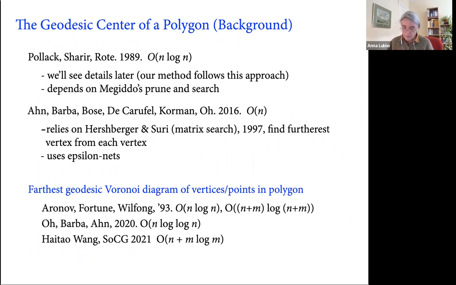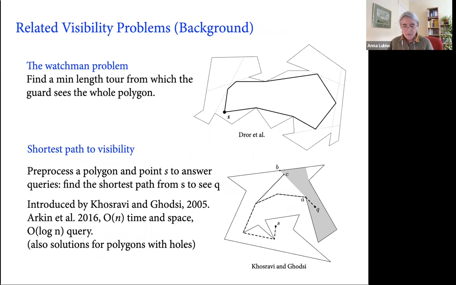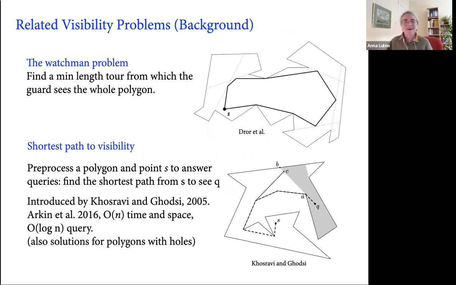So that was various background. And let me also mention, because we're doing visibility, not just geodesic farthest something, related visibility problems. So one would be the Watchman problem. Again, here we have a single guard that has to see the whole polygon, but does it by walking on some route. We want this route to be the shortest possible. And for every point in the polygon, there's a point on this route where the guard would see that point in the polygon. So there's also a huge amount of work on this.